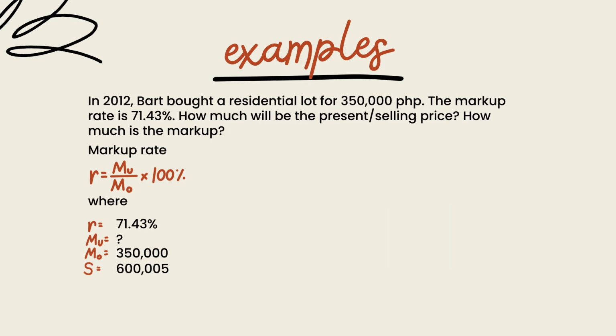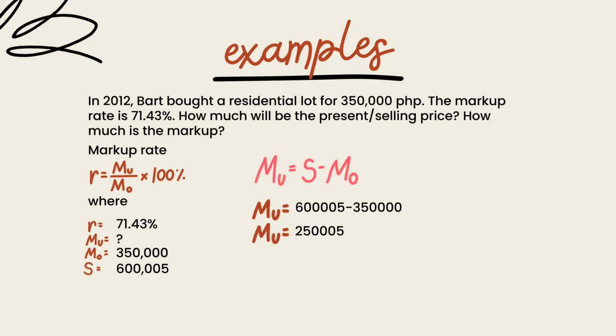So now that we have our R, M sub O, and S, let's find M sub U. So your M sub U is equal to S minus M sub O. So that's 600,005 minus 350,000. So your answer will now be 250,005 pesos. So ganyan lang. Kapag nabago yung selling price, mababago din yung markup. So, tingnan nyo munang mabuti yung problem, hindi yung basta-basta kayo gumagaya ng sagot dun sa previous na example.